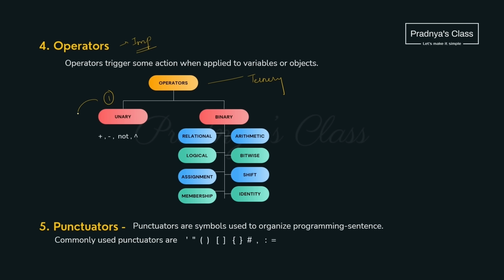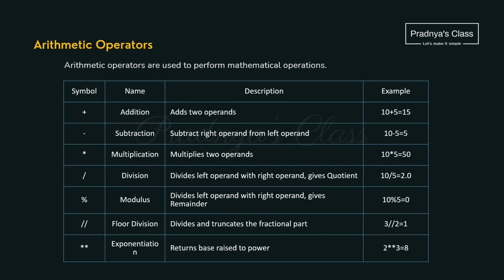The first type is unary. It means it operates on a single operand. The second one is binary operator. It operates on two operands. And the third type is ternary. It operates on three operands. Look at this diagram. There are total 8 different types of binary operators. Then let's go through all the operators one by one.